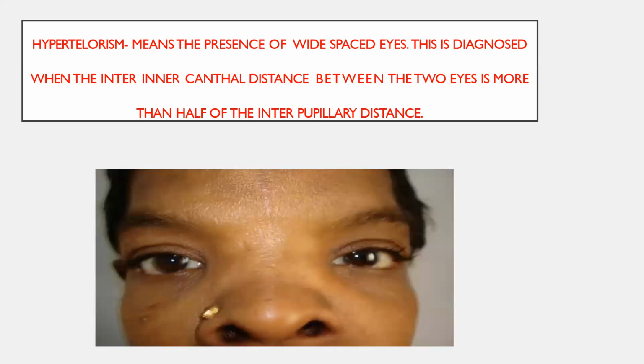Okay, next slide. Hypertelorism means the presence of wide-spaced eyes. This is diagnosed by the inner canthal distance, the medial canthal distance. First, you measure the interpupillary distance from this pupil to this pupil. Say, for example, the distance between the pupils is 6 centimeters. Half of that will be 3 centimeters. If the inner canthal distance is more than 3 centimeters, you can label it as hypertelorism.